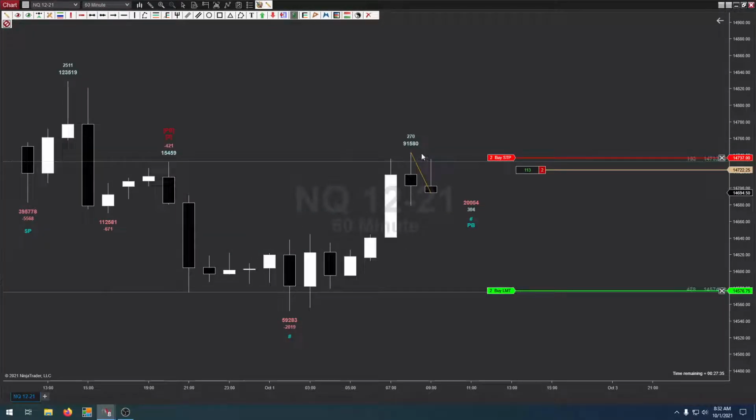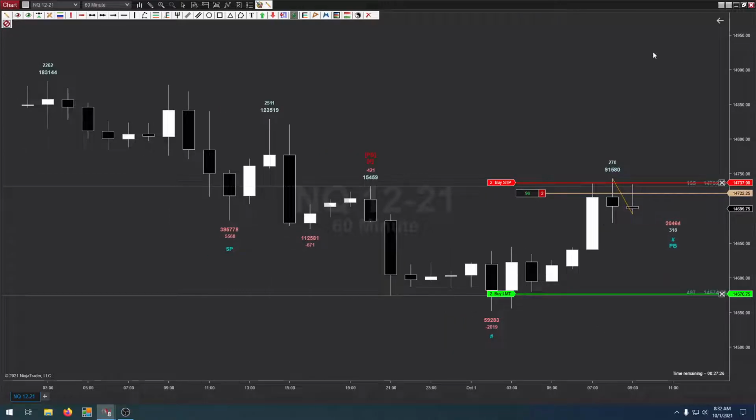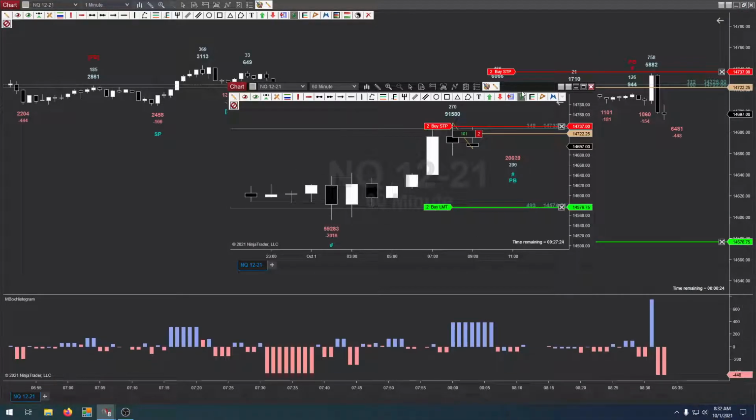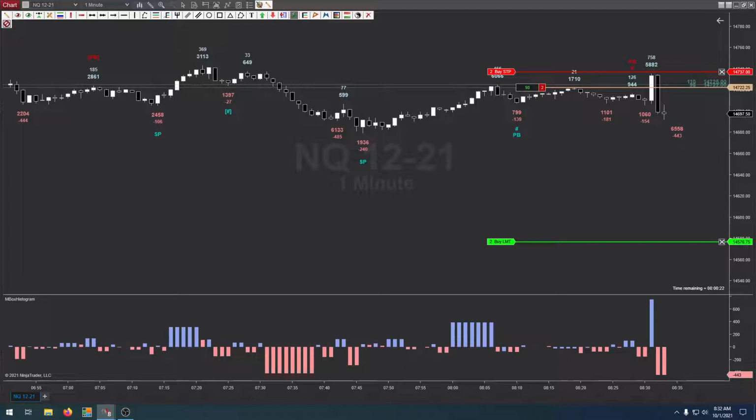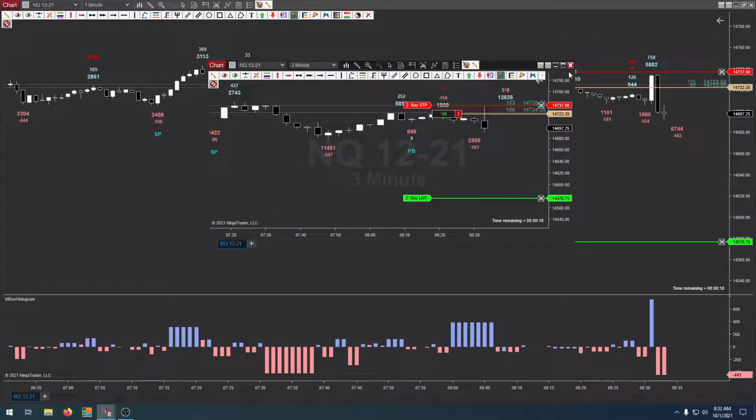This was just telling me this was going to hold its resistance. And once this here started rotating back down, I jumped in. One reason why I was looking at that, I was also looking at the 3 minute.